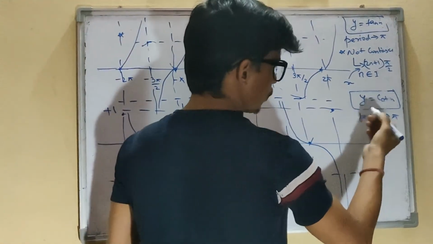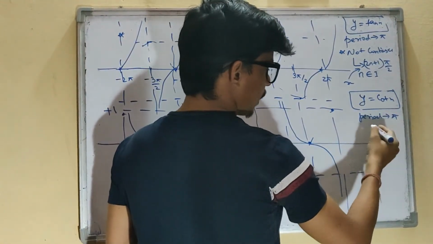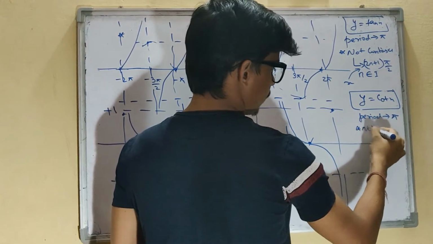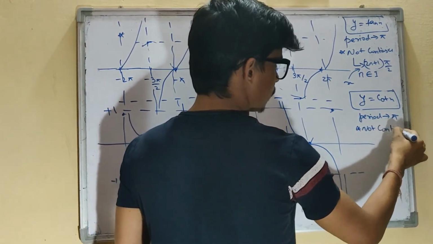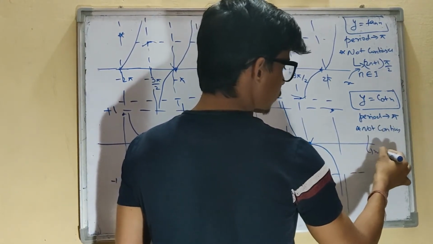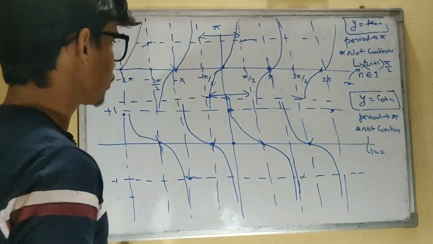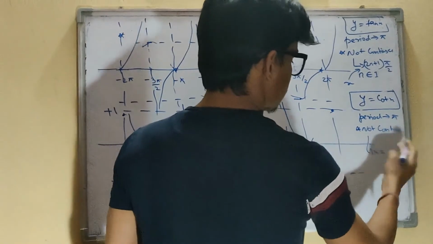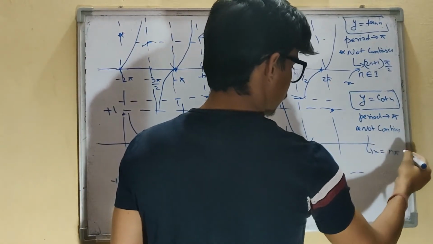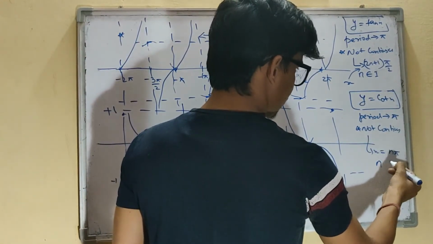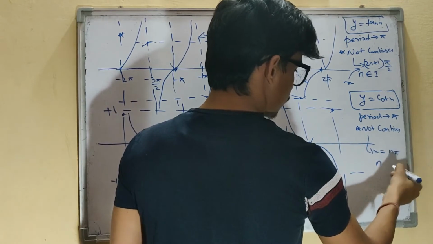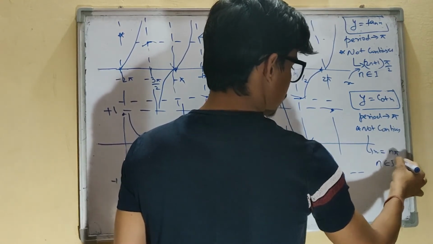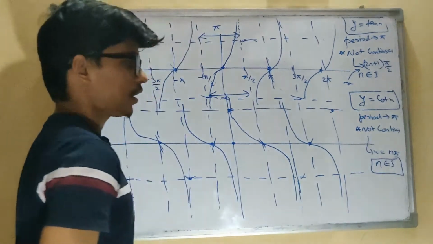So here it is also a periodic function with period pi, and it is also not continuous everywhere. What are the possible values of x for which it is not continuous? It is not continuous at 0 and at pi. So basically it is not continuous at n pi, where n belongs to the integers. So this is how you should know about this.